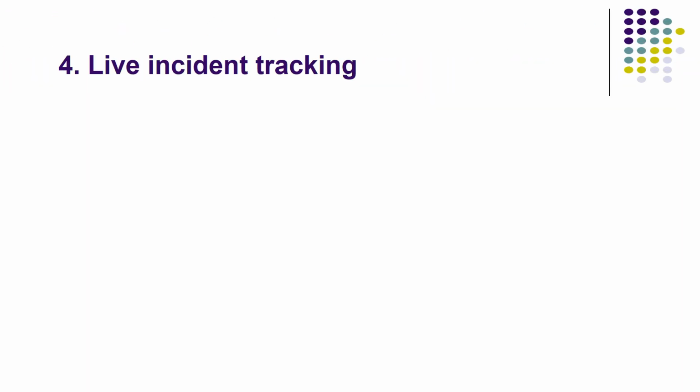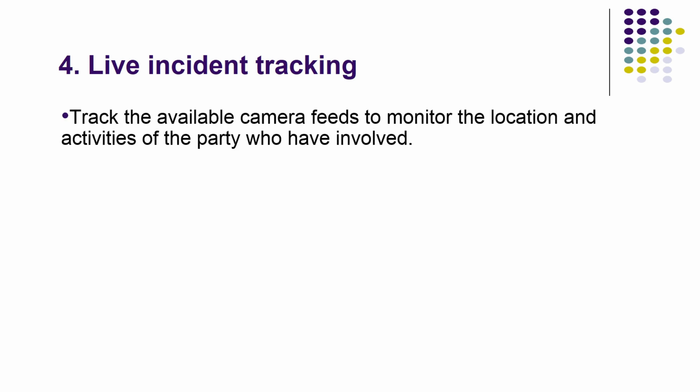Live incident tracking. When an incident is detected by the operator, they should track the other elements which may be involved. You should also monitor the surrounding area to find more detail about the incident. Live incident tracking is monitoring the incident, the place or the persons who may be involved. Track the available camera feeds to monitor the location and activities of the parties who are involved.